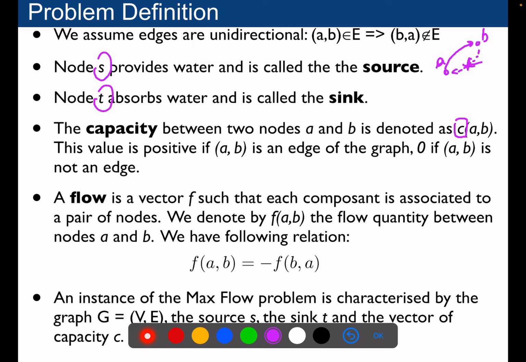And the flow vector is a vector that will be associated with every pair of nodes, and F(A,B) is the value of the flow quantity between node A and B. And we have the following relation. We say by convention that the flow from A to B is equal to minus the flow from B to A, right? And why can we do that? Because we know that the edge BA does not exist if the edge AB exists.